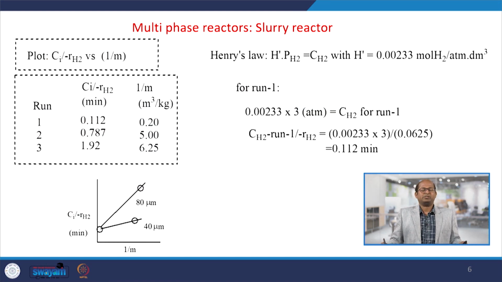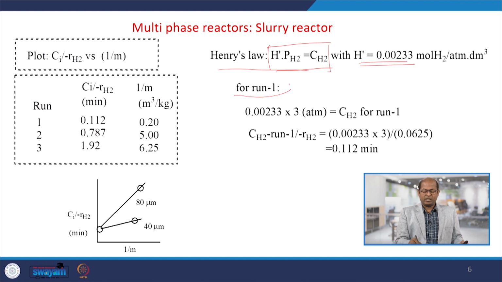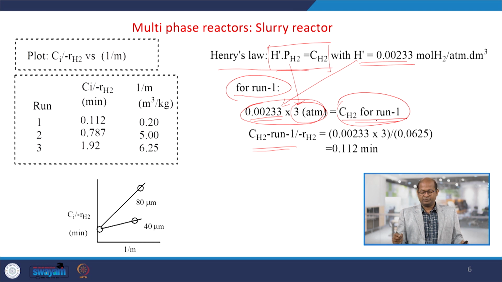So, here we first start with Henry's law, which is given. H bar equals partial pressure of hydrogen over concentration or solubility of hydrogen in the solution, which we can find out. H prime is given. So for run 1, if you want to find the concentration of hydrogen, you have to multiply H prime with the partial pressure, 3 bar, 3 atm. Then for run 1 we get the concentration of hydrogen, this is the concentration of hydrogen for run 1.